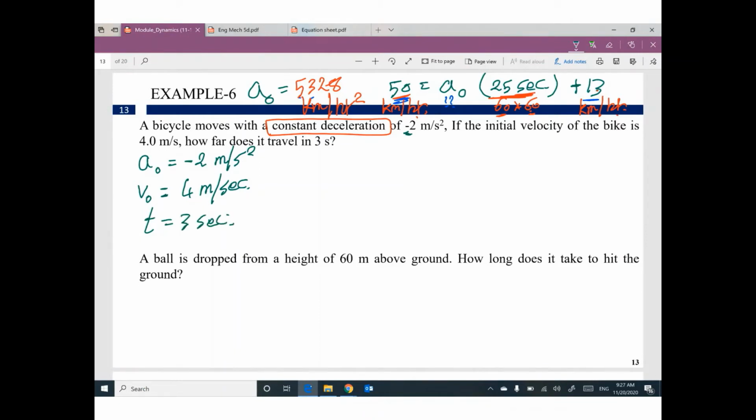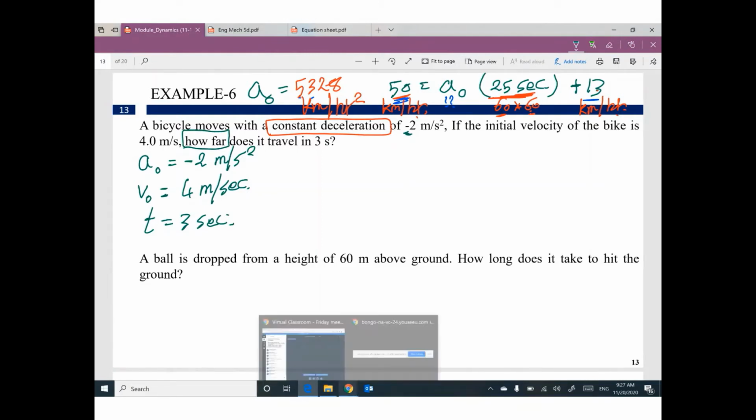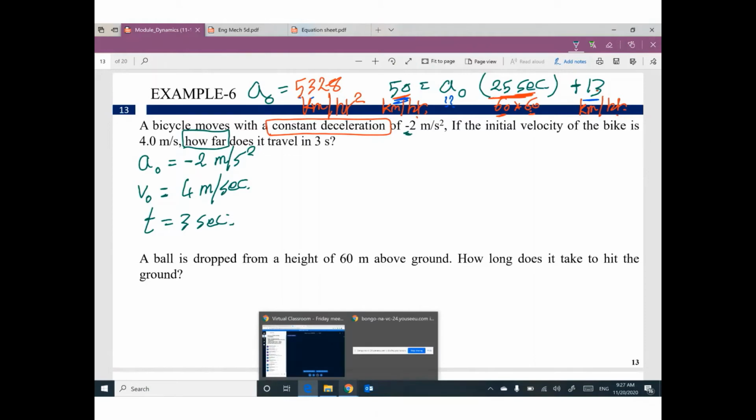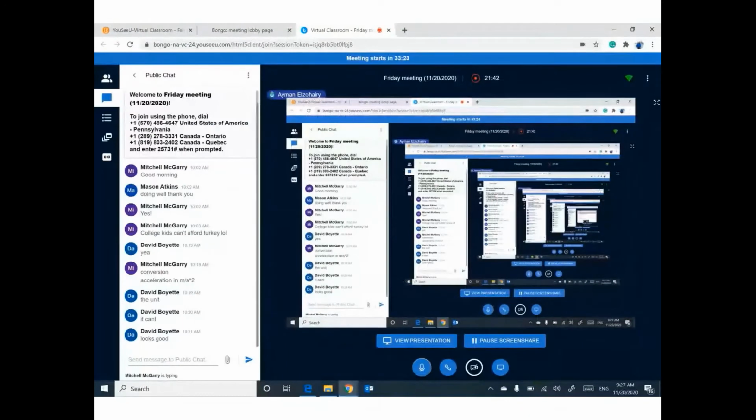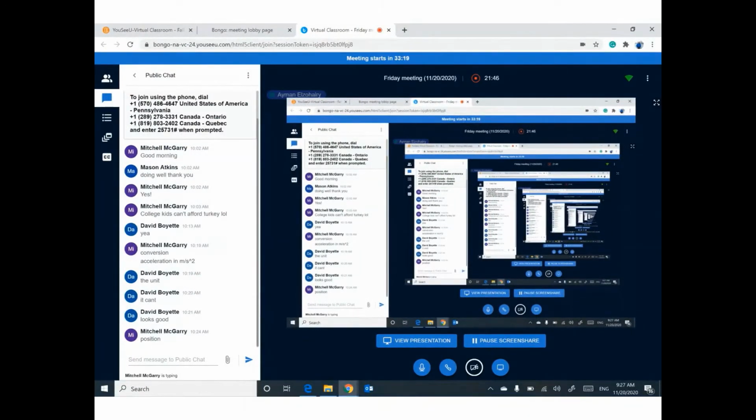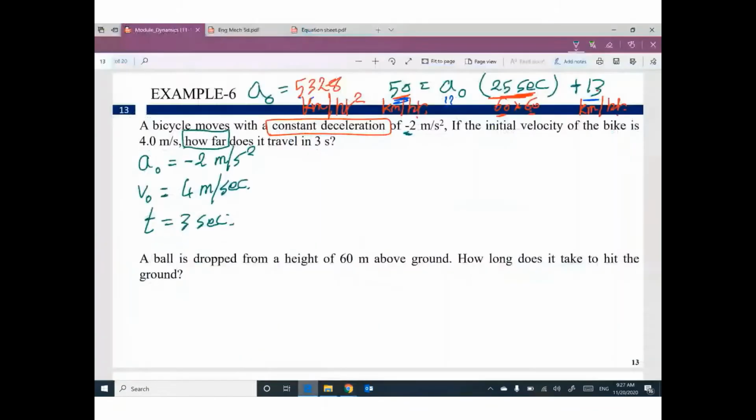What is the meaning of how far? Do you know what is the meaning of how far? You need to translate the problem to terms. How long means the time? We need to go back to English. Position. Thank you, Mitchell. Yep.